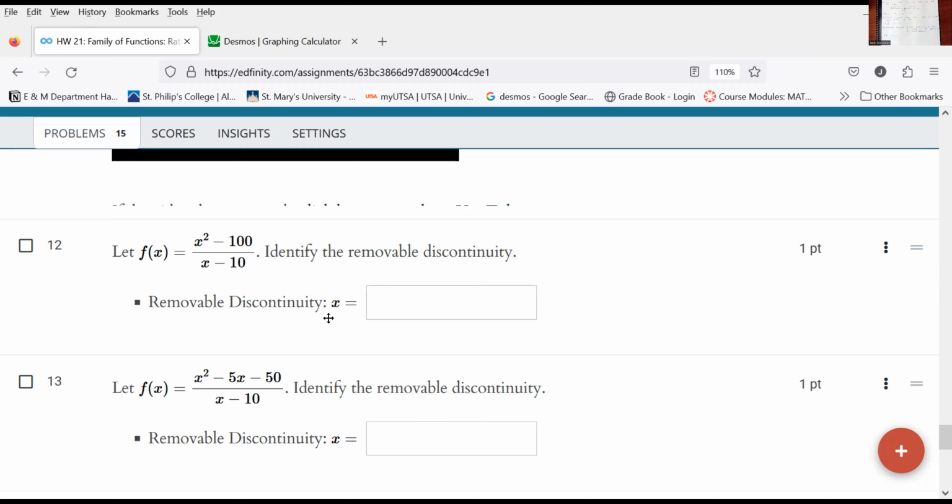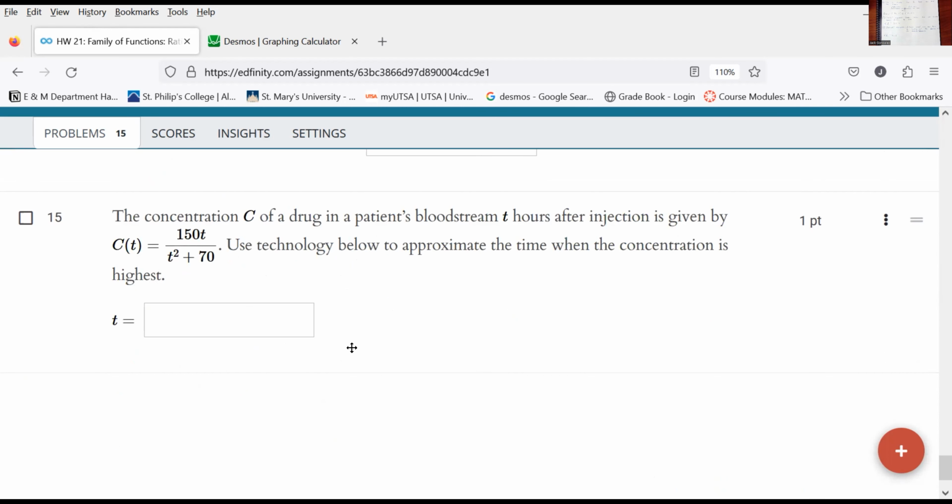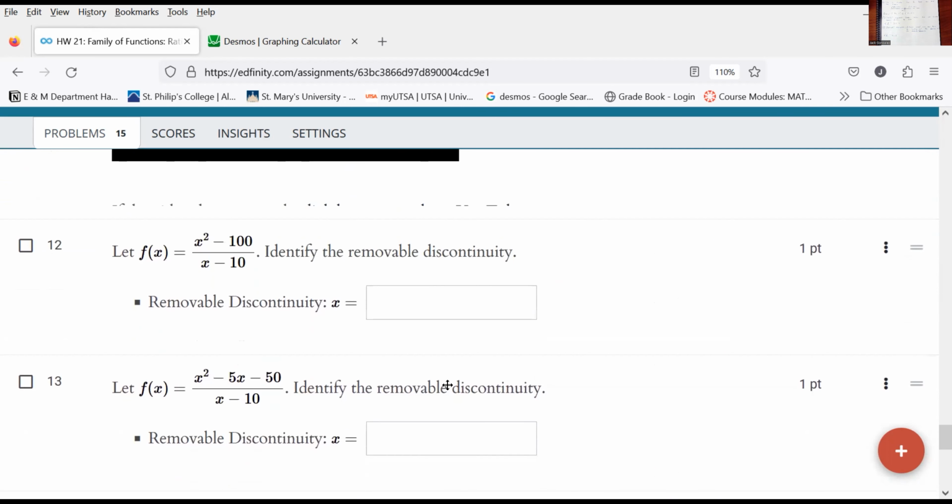So the one that cancels out is the one that's removable. The top is a difference of squares. X minus 10 cancels, so that's the one that was removed. After this one, this should cancel like this one. So it'd be again the same. It just happens to be x equals 10 again. Okay. So that's all you have to do for removable. That's the only thing we didn't talk about. But I think that makes sense, right?